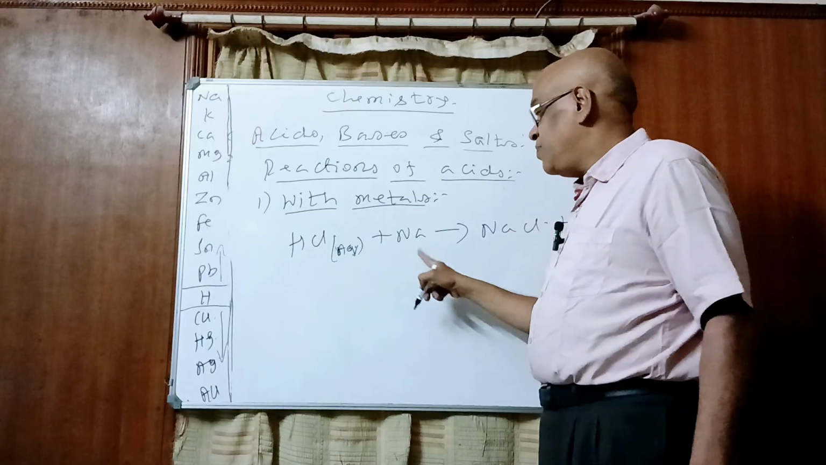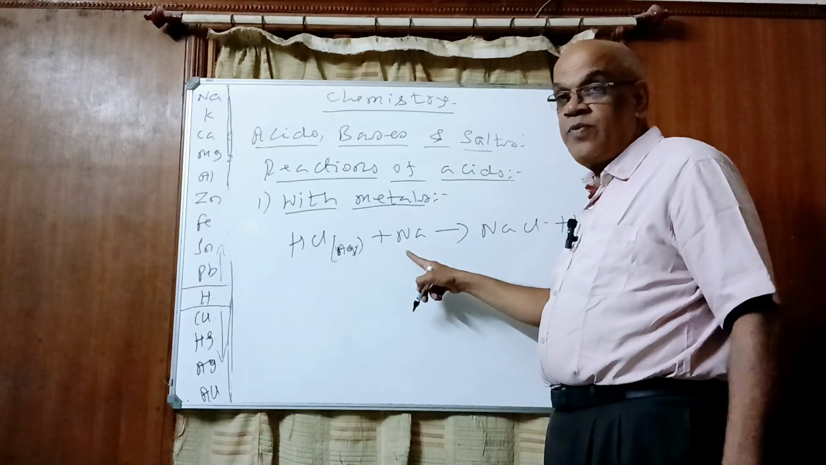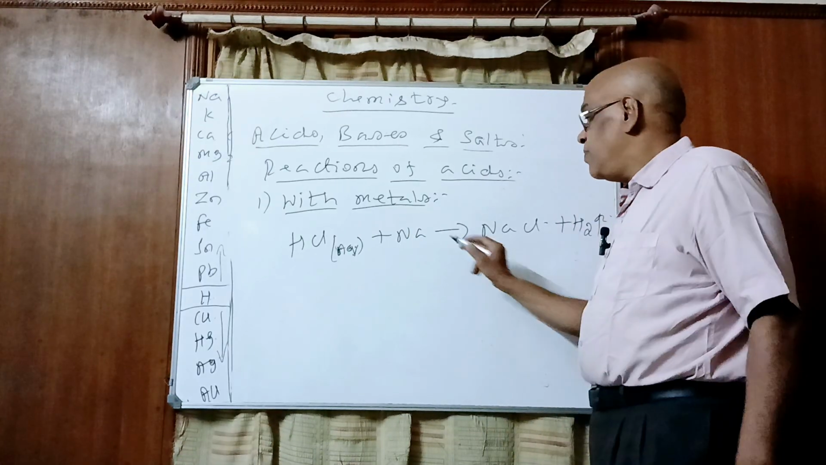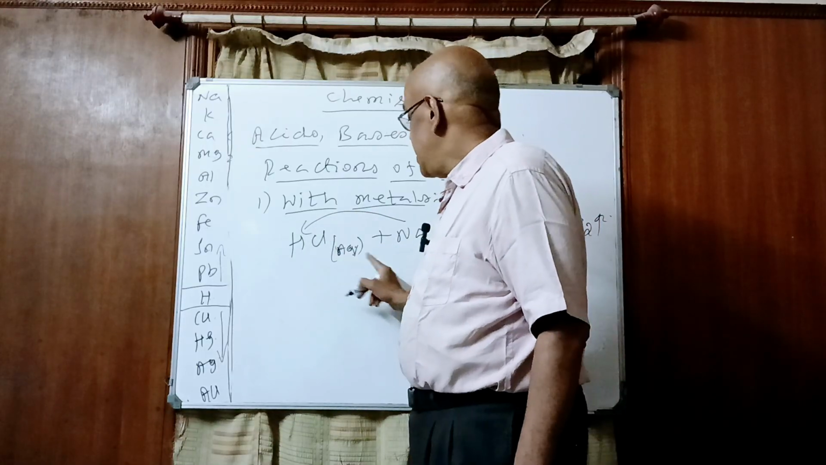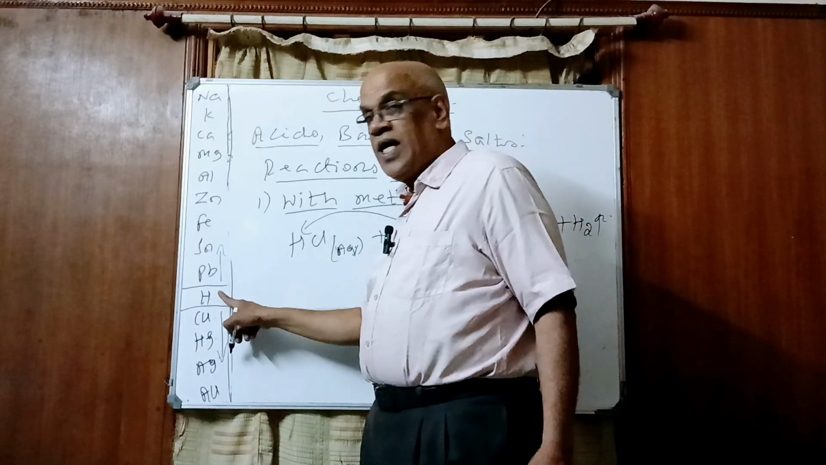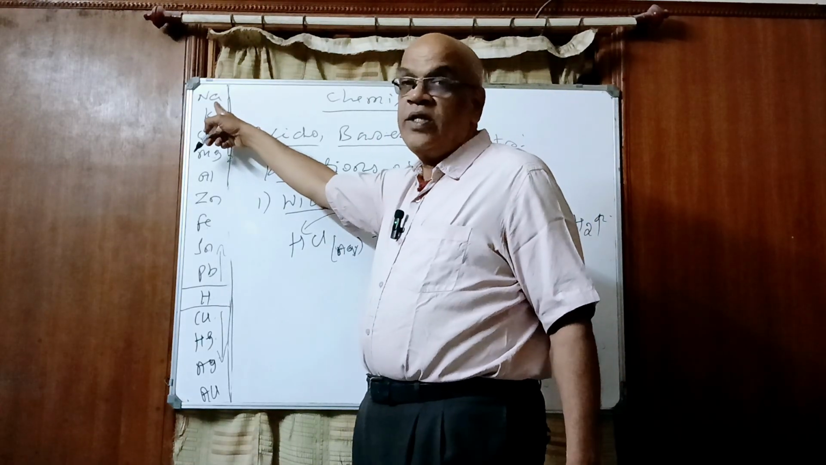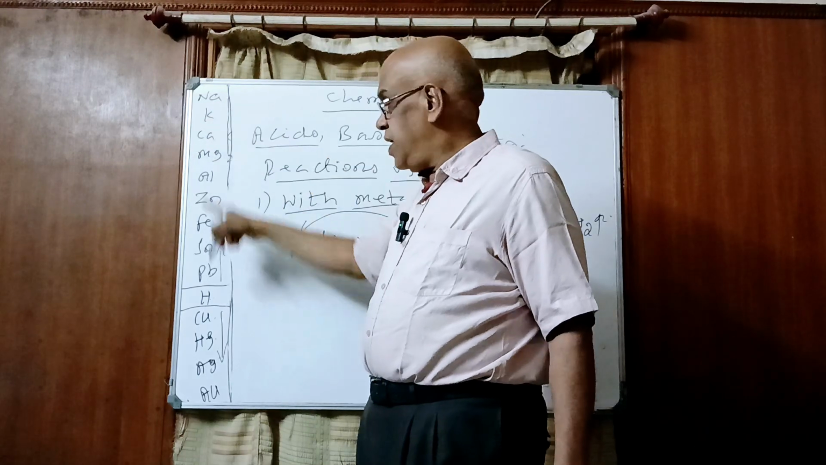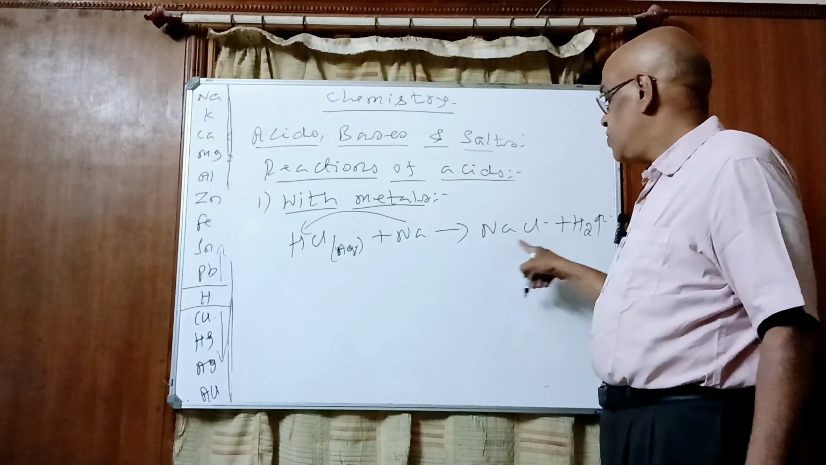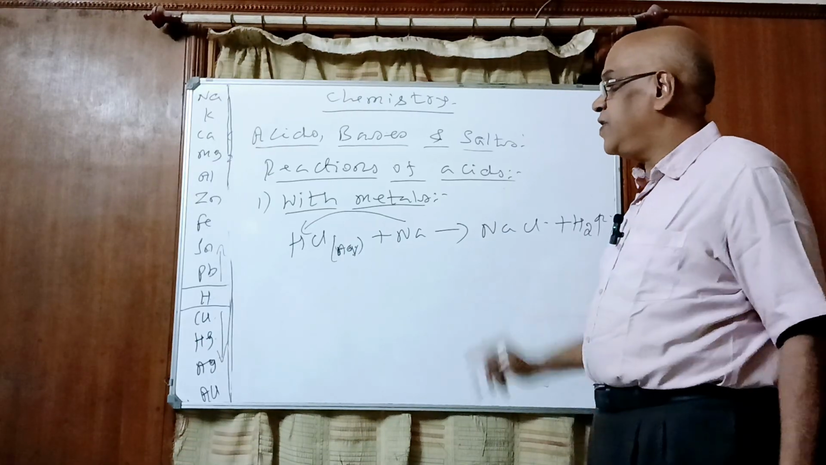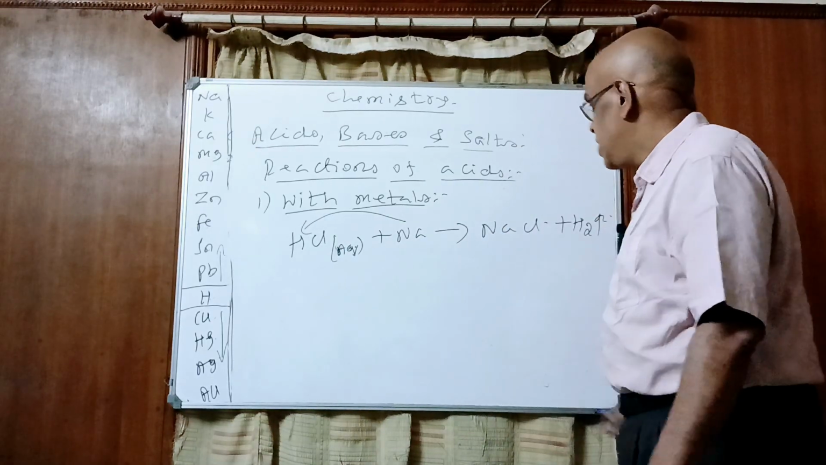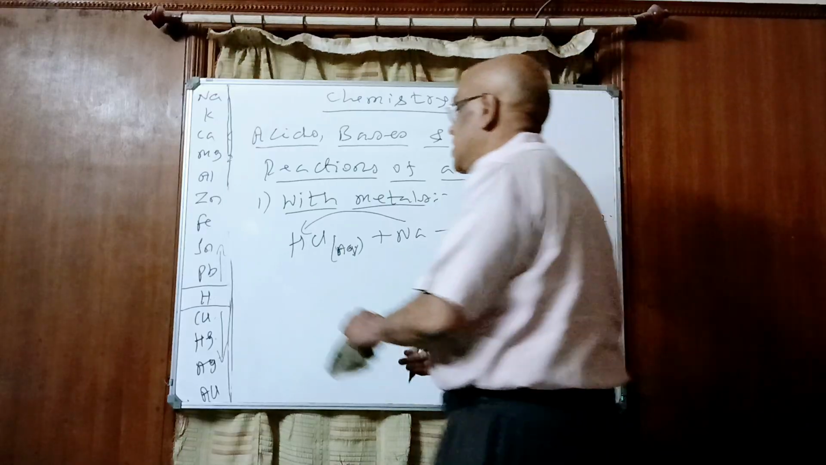Whenever acids react with metal, that's an element, what happens? Hydrogen gas is liberated because sodium displaces the less reactive element. Hydrogen is a metal as well as non-metal. See, sodium being at the top of the reactivity series, is more reactive than hydrogen. So it displaces hydrogen from acid and occupies the place of hydrogen to form sodium chloride and hydrogen. This is the first reaction of acids with metals. Hydrogen gas is liberated. Yes or no children? Second reaction is what?